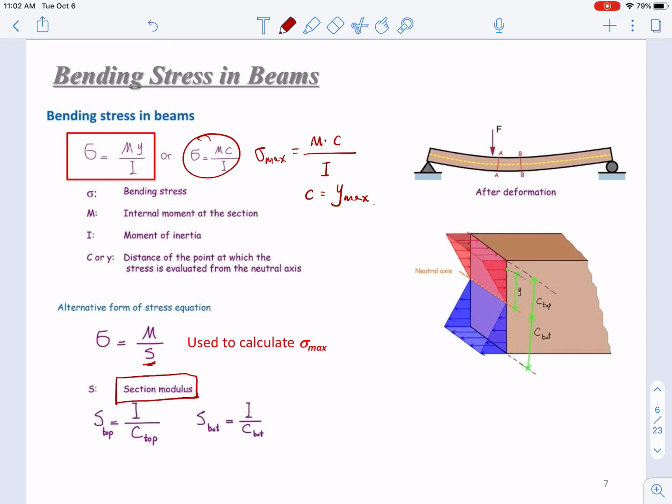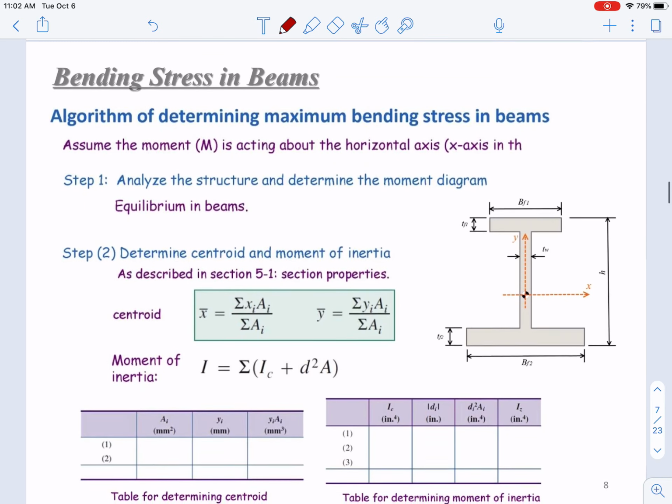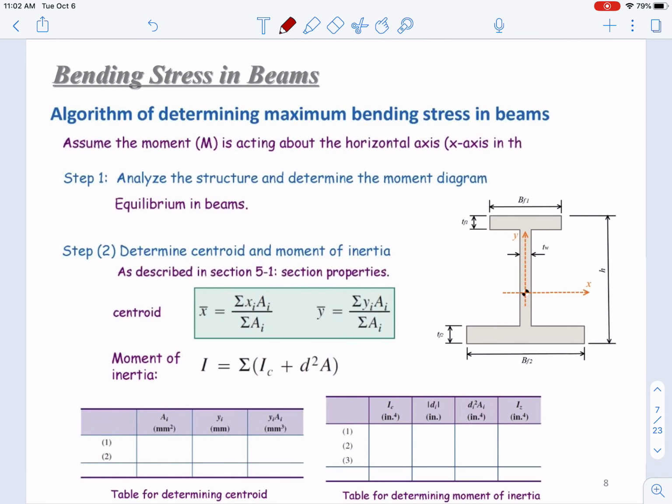The S has two values, on top and on bottom. On top, it's just I over c top, and S bottom equals I over c bottom. The c top is just the distance from the top to the neutral axis, and the c bottom is the distance from the bottom to the neutral axis. Knowing these theories, we will summarize the algorithm of determining maximum bending stress in beams.